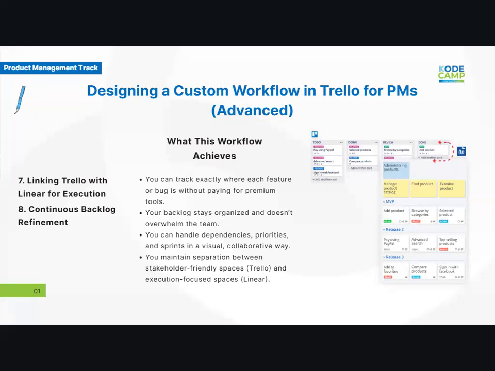So what this workflow actually achieves, right, is that if you follow this setup, you can track exactly where each feature or each bug is without paying for some premium tools. It saves you money. Your backlog also gets to stay organized and doesn't overwhelm your team. You can handle dependencies, priorities, and sprints in a visual collaborative way as well. You can also maintain separation between stakeholder-friendly spaces, which is Trello, and execution-focused spaces, which is Linear. I hope that makes sense to us.